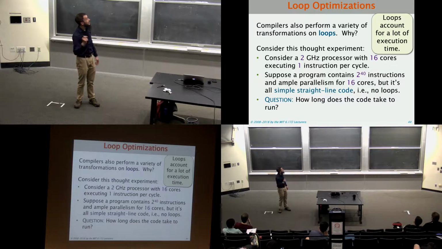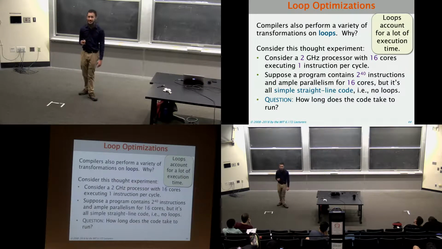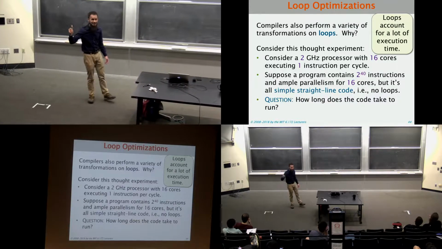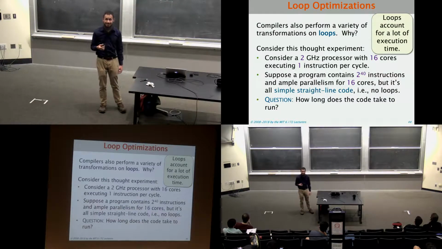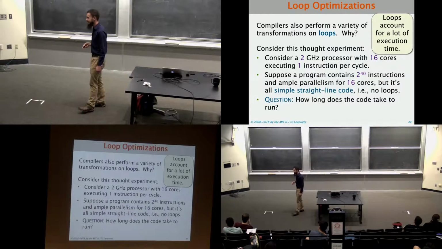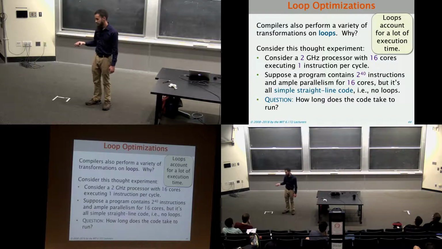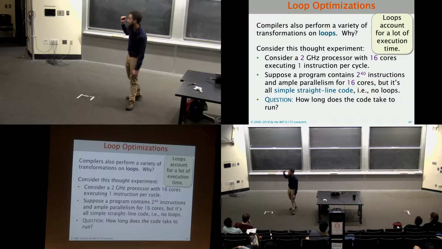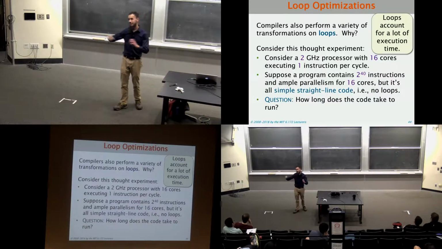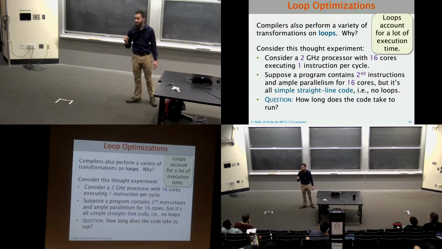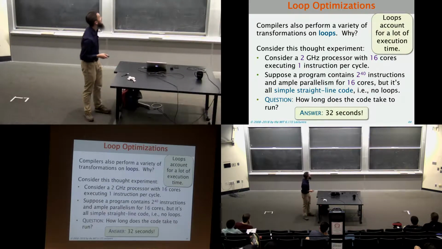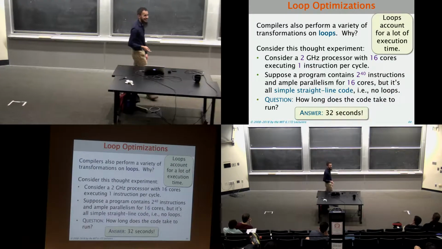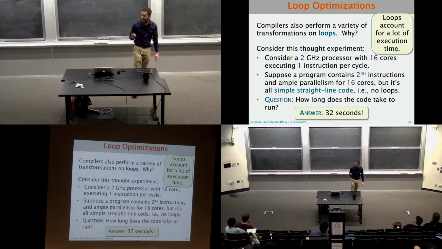How long does it take to run this code? To execute the entire terabyte binary. Two to the 40th cycles for 2 to the 40 instructions, but you're using a 2 gigahertz processor and 16 cores. And you've got ample parallelism in the program to keep them all saturated. So how much time? 32 seconds. Nice job.